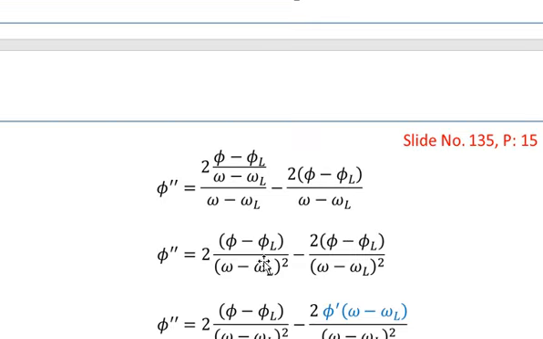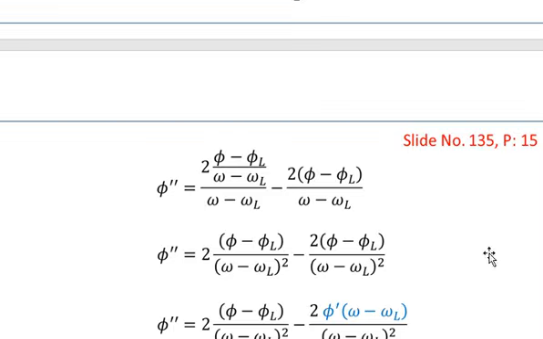But you see that here I have written correctly, that is phi double prime is equal to 2 times phi minus phi L divided by the square of omega minus omega L, and minus 2 times phi minus phi L divided by omega minus omega L whole square. But over here you should also have omega minus omega L whole square, but I have corrected it in the next step. So this is the correct step.